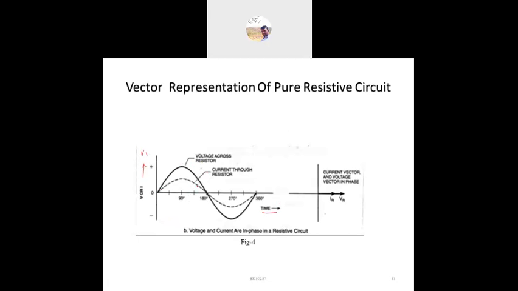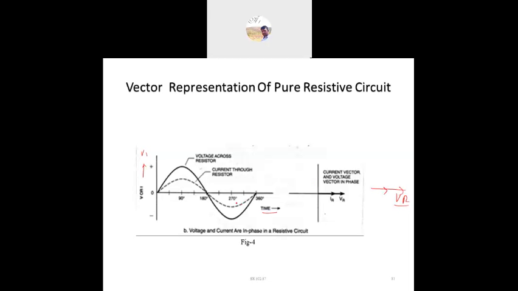Okay, these are the waveforms. So here is the vector representation. If you are taking the resistor as reference, take here the R. The voltage across the resistor and the current are in phase. So both are in phase with each other. That's why the voltage and current are in phase in the resistor.